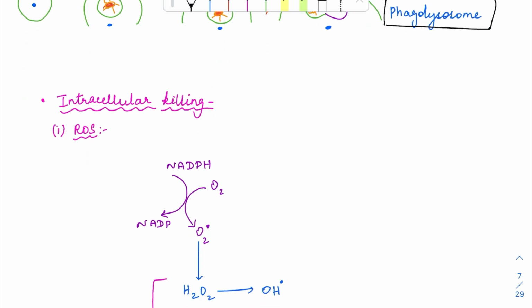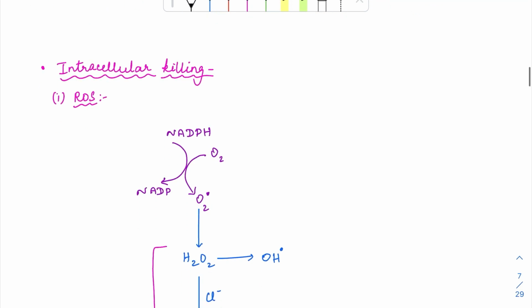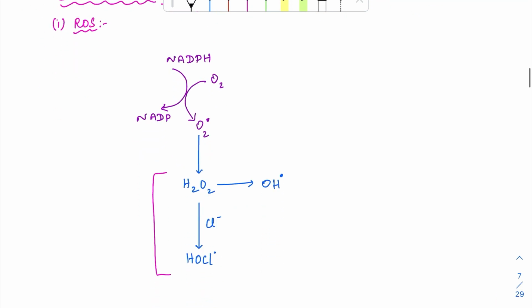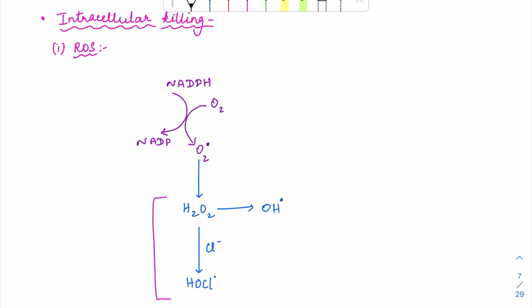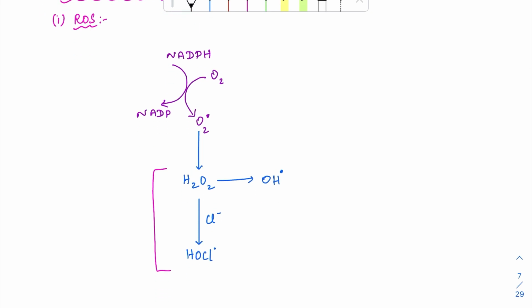So how does this intracellular killing take place? Again, it is by 3 mechanisms. First one by reactive oxygen species, then the next one by nitric oxide, and the third one by the lysosomal granules. The first one, ROS, will be the most important mechanism. Reactive oxygen species are nothing but free radicals, right? There is an enzyme called NADPH oxidase, also called phagocyte oxidase.